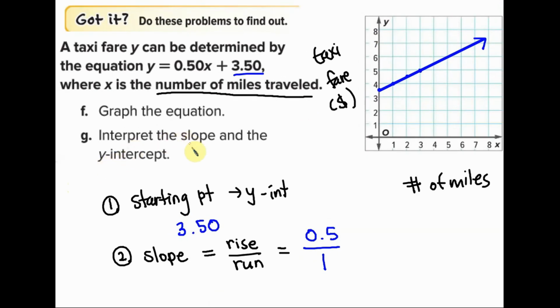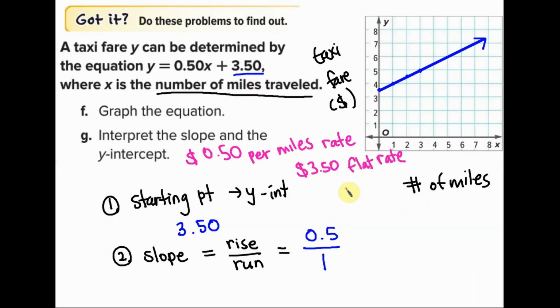Part B, interpret the slope and the y-intercept. The slope was 0.50, this is representing 50 cents per mile, which is the rate of the taxi fare. And then 3.50, that is your y-intercept. So $3.50 is a flat rate. It doesn't matter how far you're traveling, you always have to pay $3.50 as a flat rate.